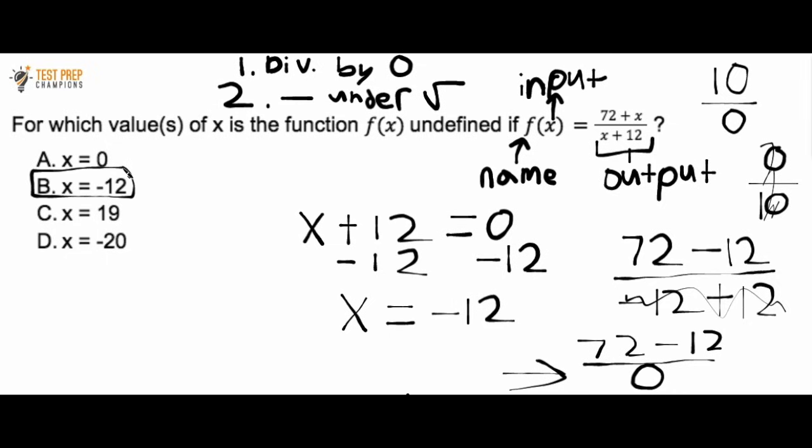So to put it simply, if you get a question like this, you just take the denominator, take the bottom, take everything from the bottom, and just set it equal to 0 and solve for x. And the majority of the time, that is going to give you the right answer.